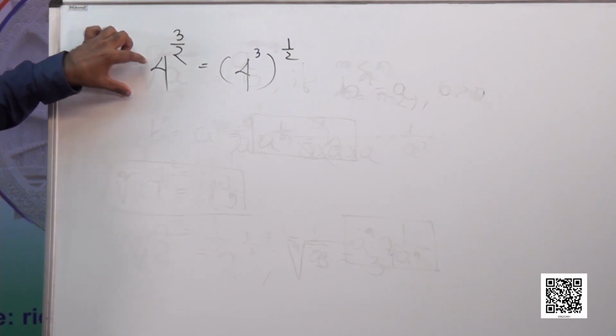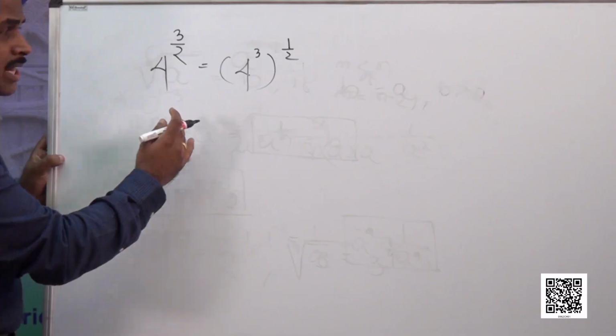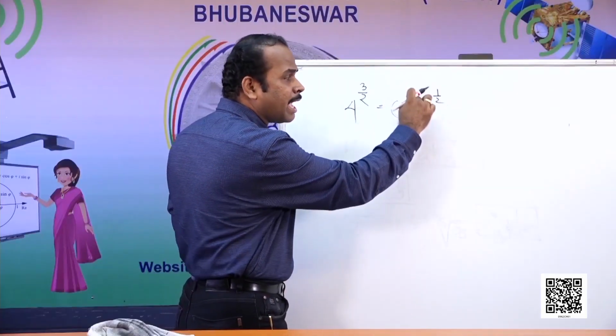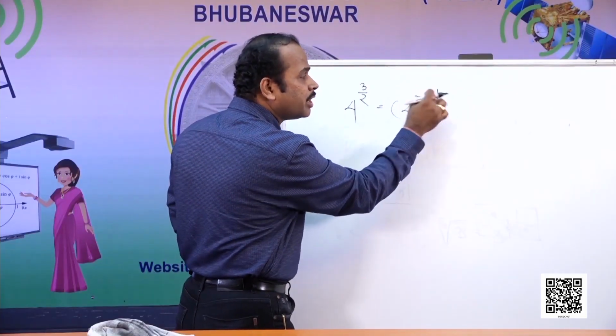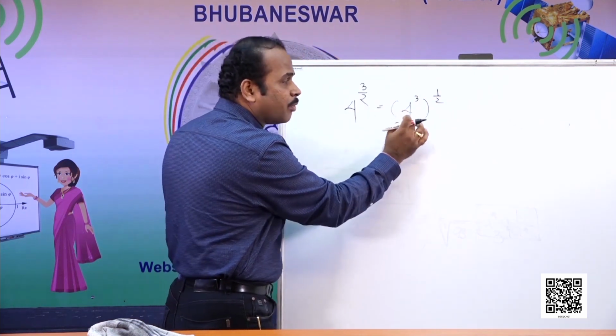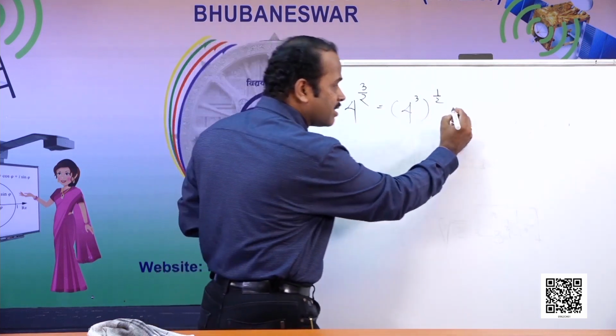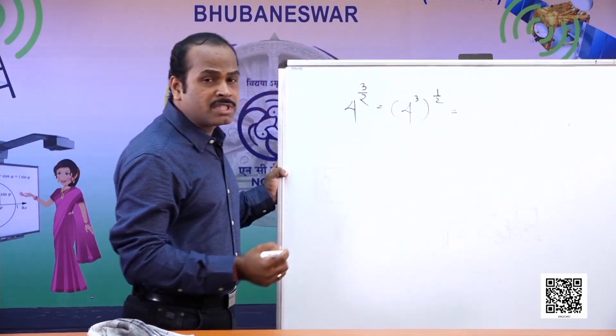So when it is a to the power m whole to the power n, the law of exponents we have used here, it becomes a to the power m into n. 3 into 1 by 2 becomes 3 by 2. So 4 to the power 3 by 2 I expressed as 4 to the power 3 whole to the power 1 by 2.